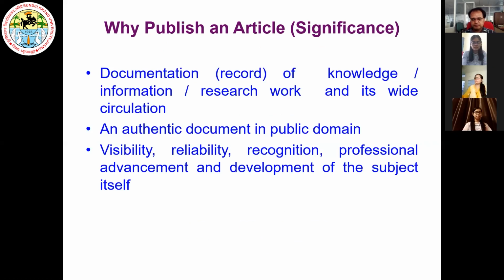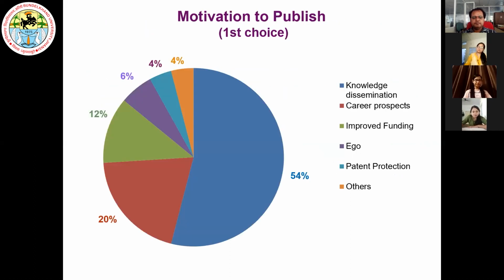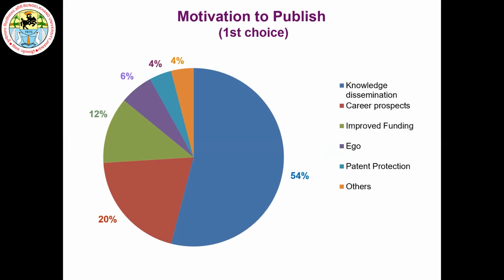Let us start. So I have shown the significance of publishing an article. Now, what is the motivation behind a publication? In this case, you can see almost 54% of people publish for knowledge dissemination. That is the majority of people publishing papers for the purpose of knowledge dissemination.